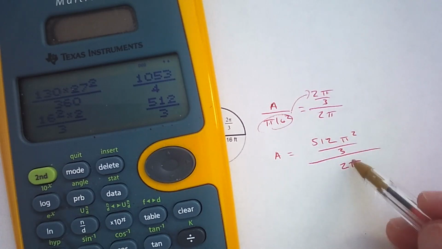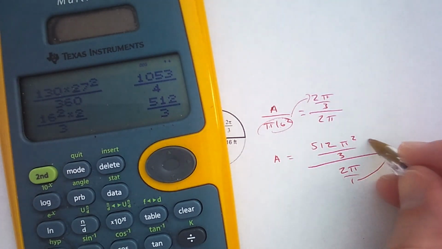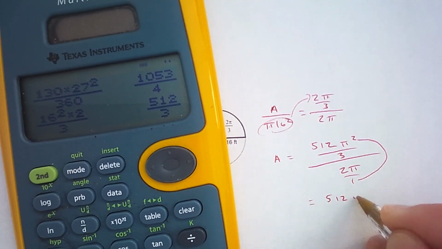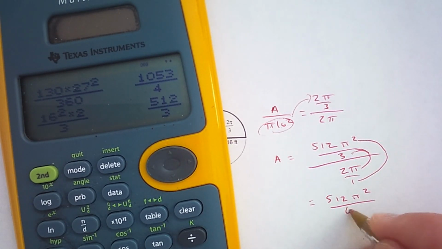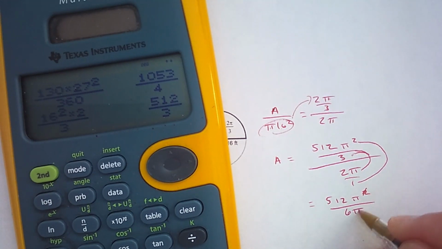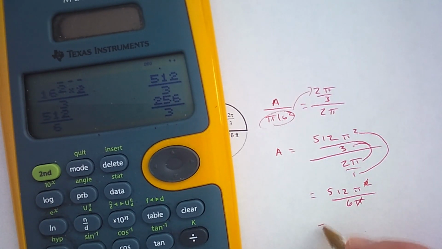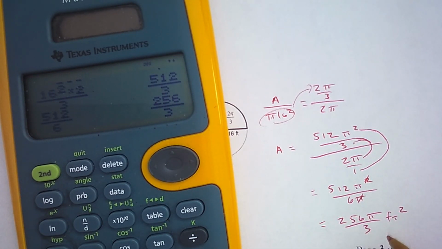Okay, so I'm going to divide a fraction by a fraction. I'm going to put this over 1 so it looks like a fraction. And my favorite way to divide fractions like this is multiplying this outer loop. I get 512 pi squared times 1, so that's 512 pi squared. And multiply this inner loop, and I get 6 pi. Now one of the pi's will cancel, and then I have 512 over 6, which is 256 over 3. So my final exact answer is 256 pi over 3, and that is in feet squared.